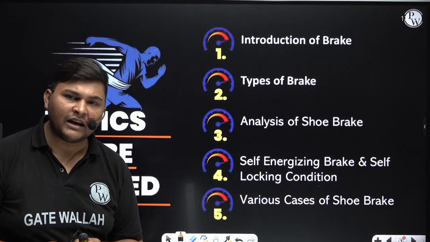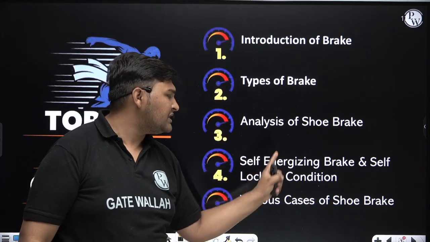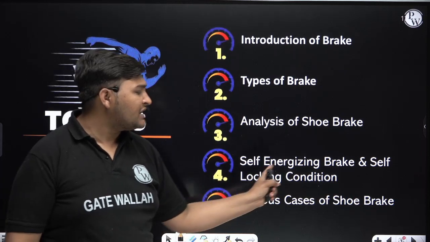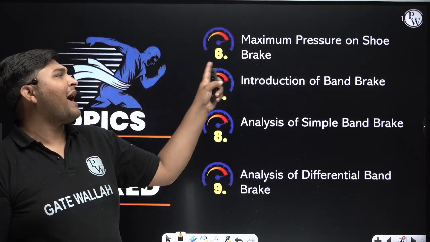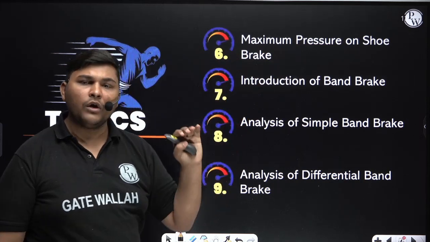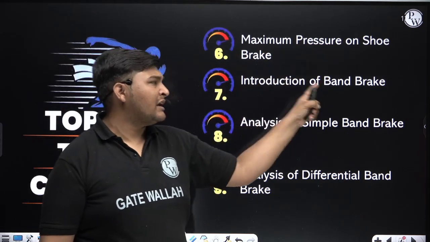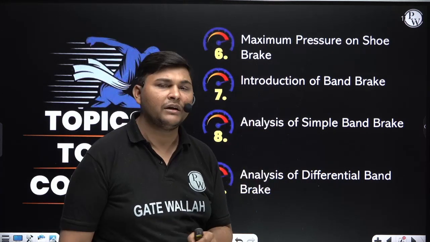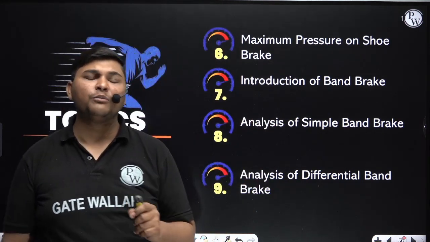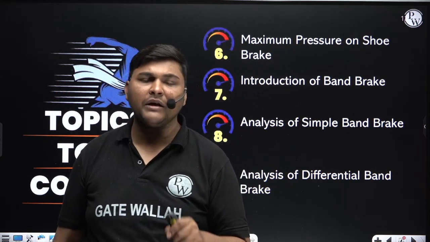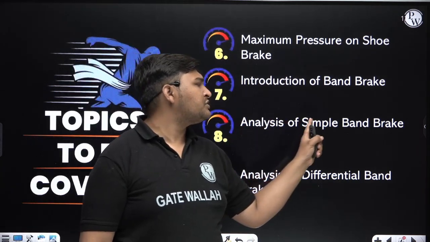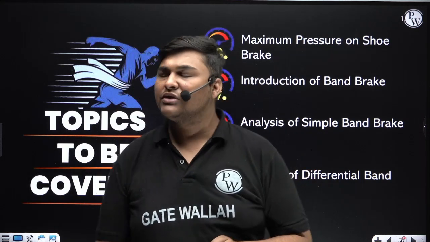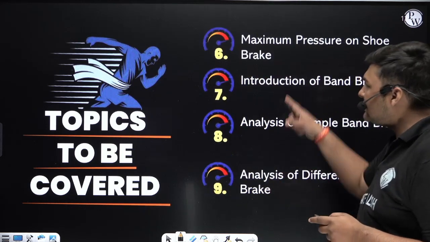After completing this analysis, we will understand what is self-energizing brake and what is self-locking condition. After this, we will study various cases of shoe brake. Then we will see maximum pressure on shoe brake. Okay. After that, we will start another type of brake, that is band brake. So first we will discuss what is band brake and the introduction of band brake. In band brake, we will study two types of brake, simple band brake and differential band brake. So first we'll do the analysis of simple band brake and then we'll do the analysis of differential band brake. So this is the lecture flow of today's lecture.